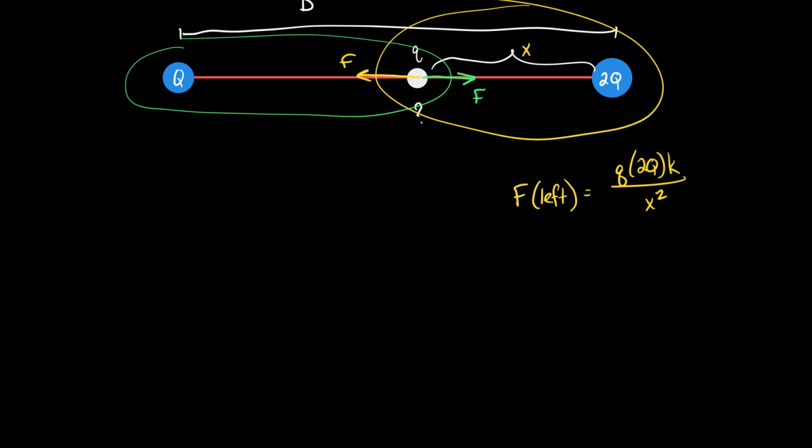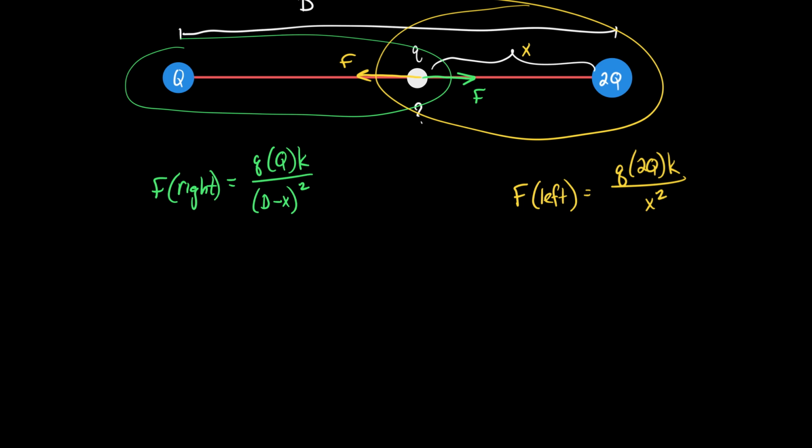All right, let's look at the green particle for a minute. The green particle is experiencing a force that I think is to the right. Can we all agree it's to the right? And of course, it follows the same kind of rules. It's going to be Q times big Q times K over, what will I put in there for our separation distance? D minus X. That's right. D minus X squared.